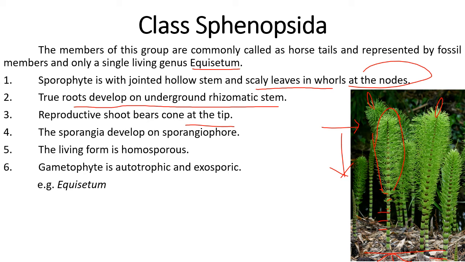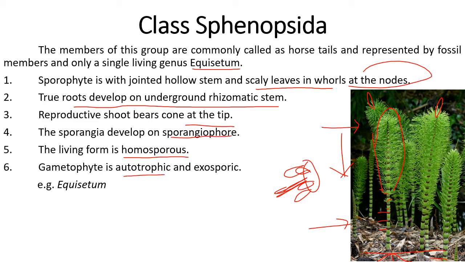The sporangia develop on sporangiophore. So sporangiophore kind of structure is there. This is called as a sporangiophore, and on that such type the spirally arranged sporangia are developed in this plant. Living form is homosporous. This is Equisetum, homosporous, and fossil forms are heterosporous.